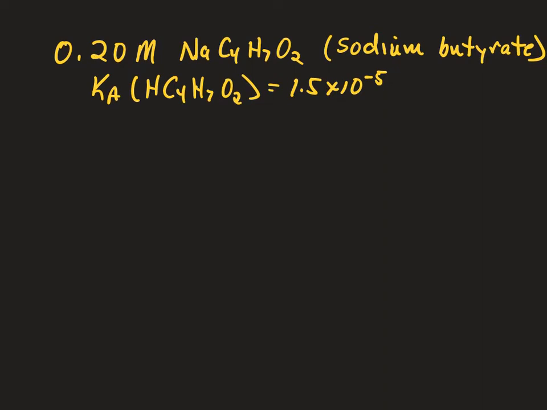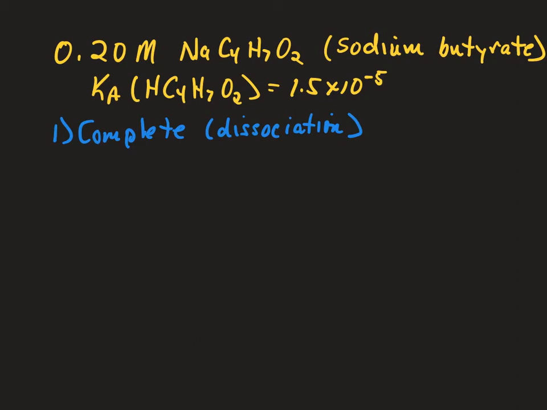Okay, so our other major class of weak bases we deal with in general chemistry are salts, soluble ionic compounds of the conjugate base anions of weak acids. So here we have sodium butyrate. We've dealt with butyric acid in other videos. So just to remind ourselves, we still have to deal with complete processes first. And in this case, that complete process is the dissociation of the sodium butyrate.